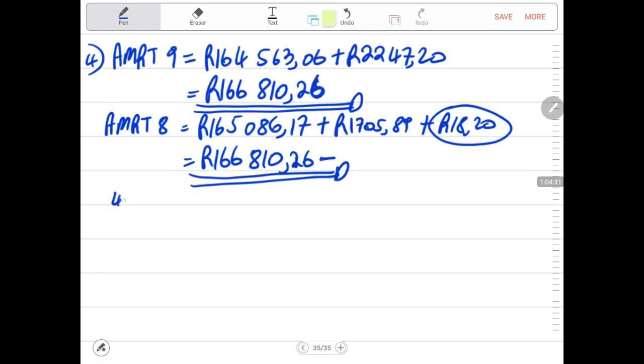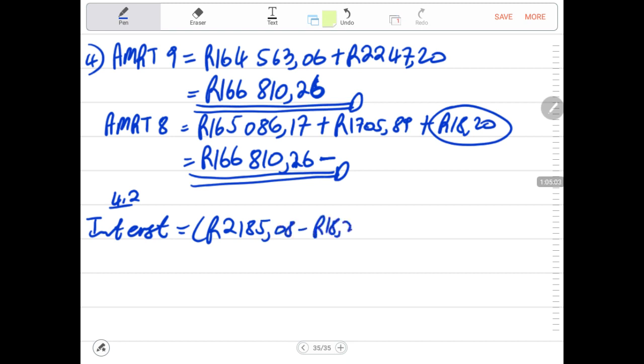So this is 4.2 that we're doing. 4.1 is done. So now how are we going to calculate the interest? We need to say the interest that this person has been charged up until December will be the payments of 2,185.08 minus 18.20. Then there's another amount that this gentleman paid over this loan, which is a total of 2,247.20, and we need to deduct the administration fee because we know that it is inside there. And I'm just forgetting to multiply this.